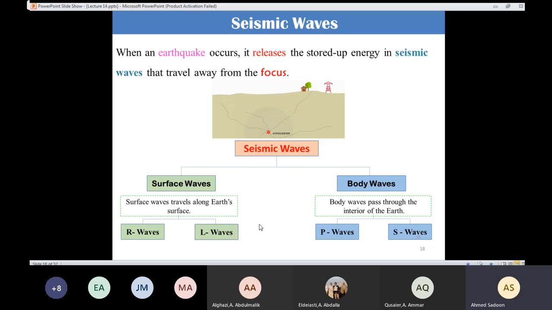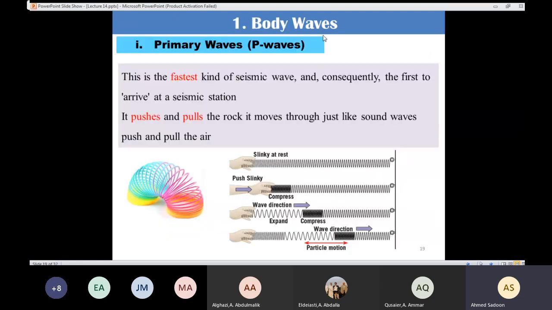So let's start with the body waves, the waves that go through the body of the Earth. We're going to start with the P waves, the primary waves. It's worth mentioning that the primary wave is the fastest kind of seismic wave, very fast, and the first wave to arrive at a seismic station.